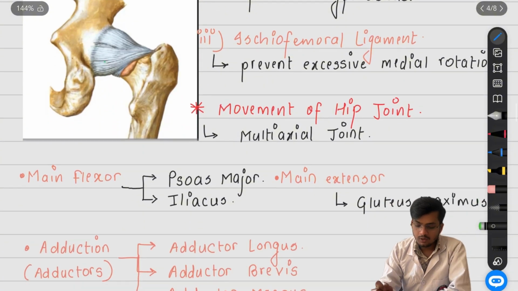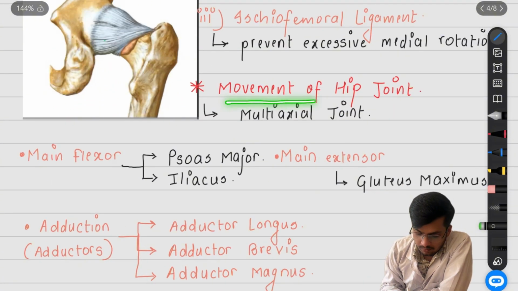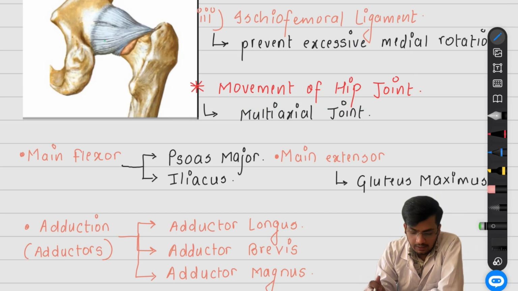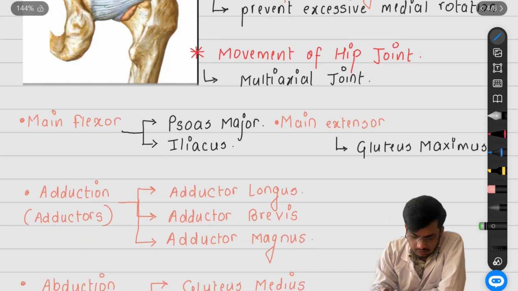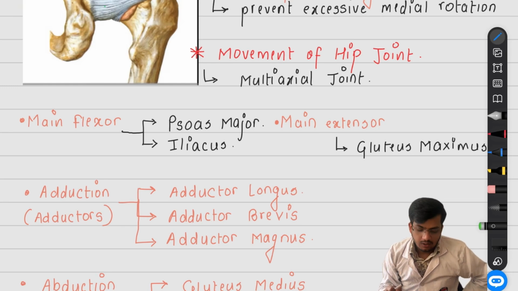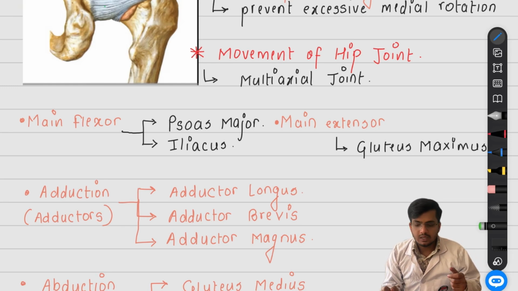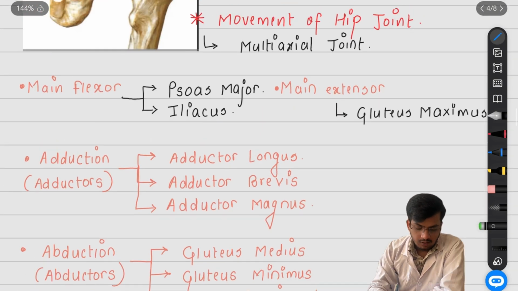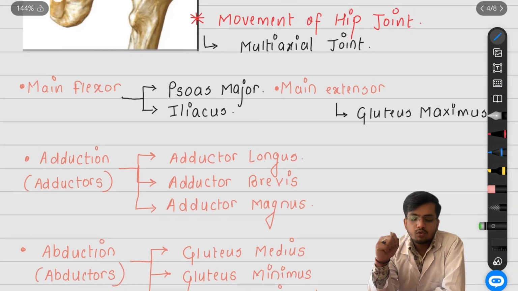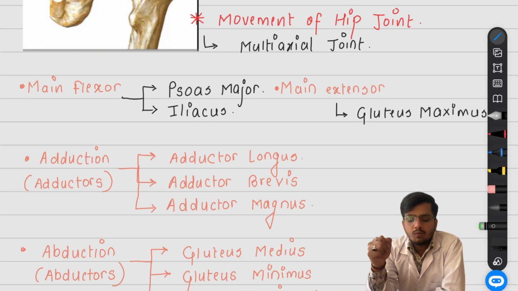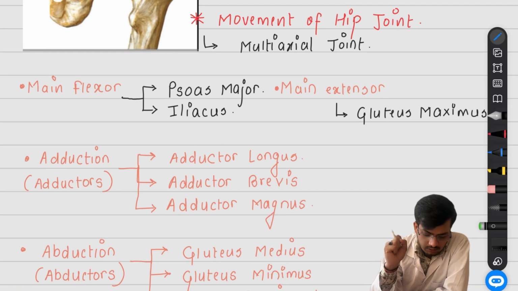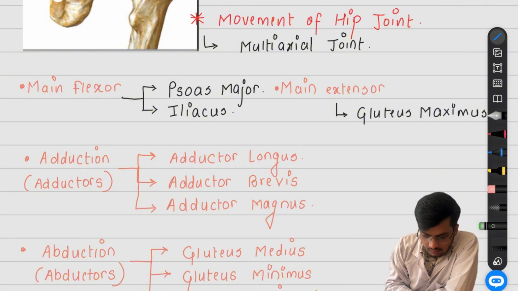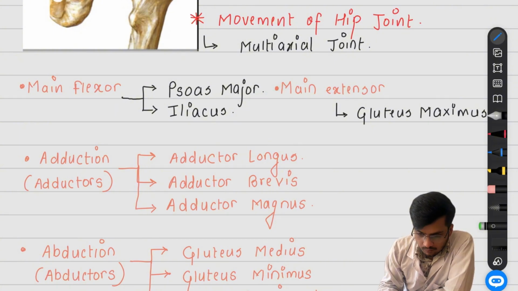Now we will talk about the movement of the hip joint. The hip joint is a multi-axial joint, so there are many movements occurring in it: flexion, extension, adduction, abduction, and rotation. There are many muscles that accommodate the movement of the hip joint. For flexion, we have the main flexor muscles, psoas major and iliacus.